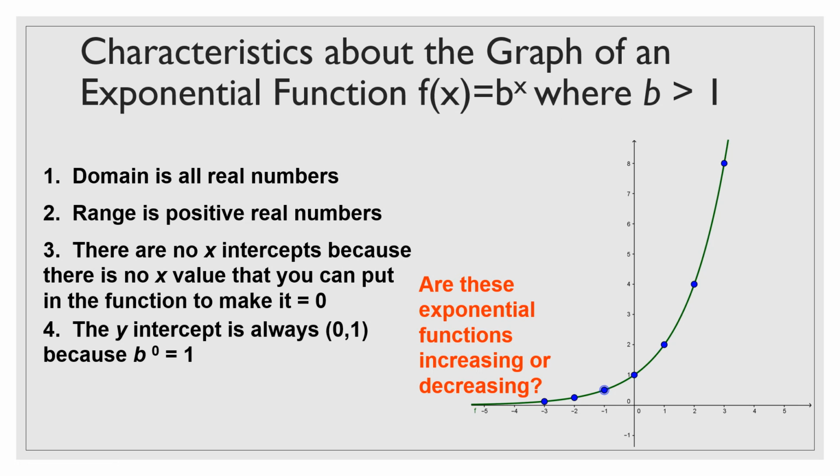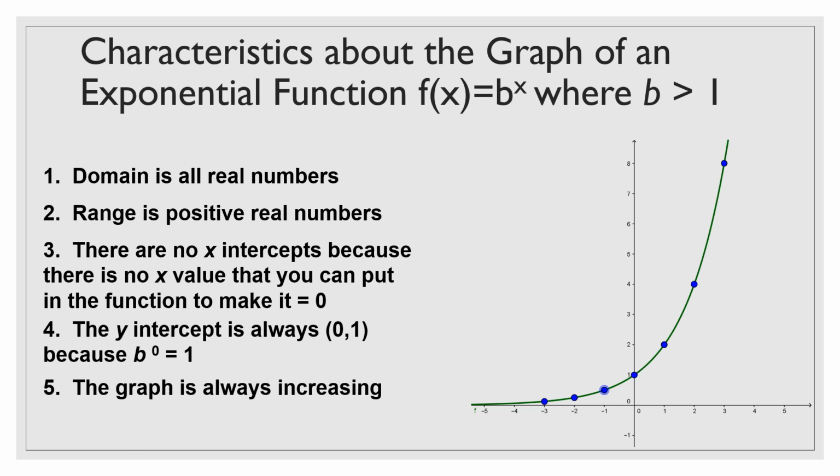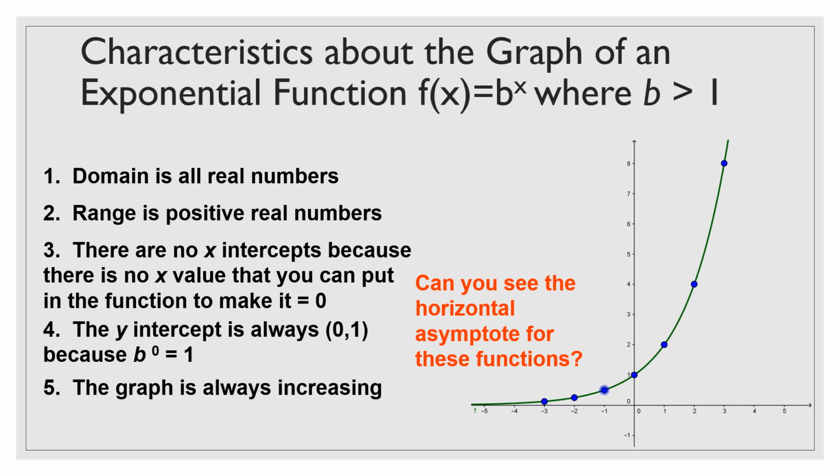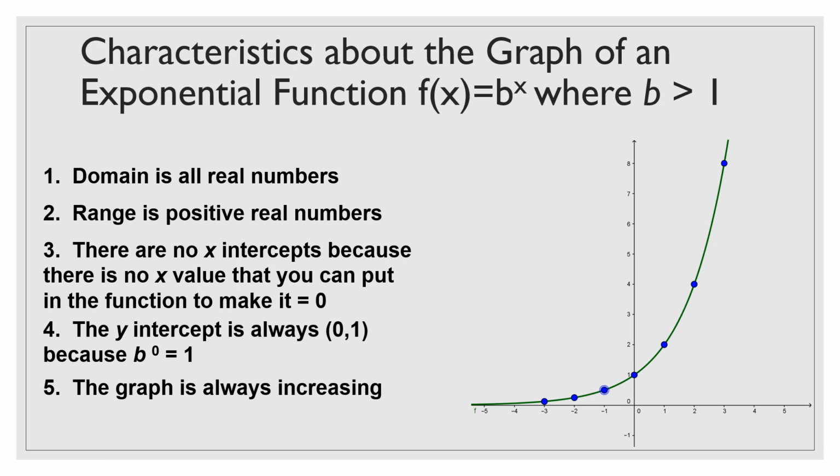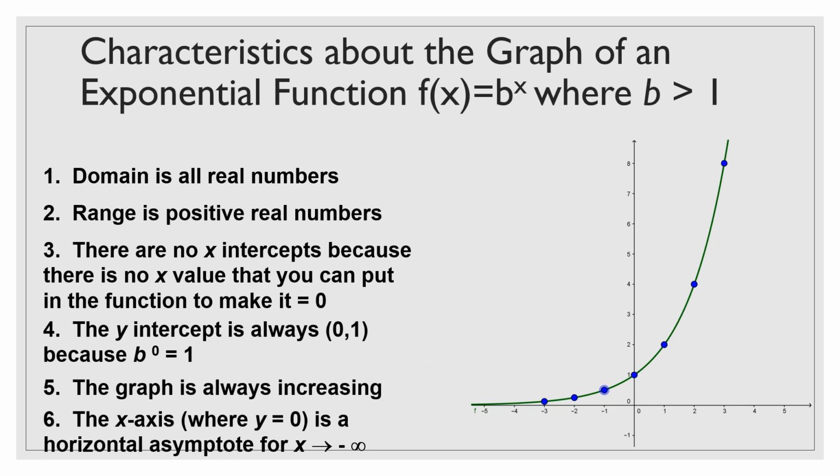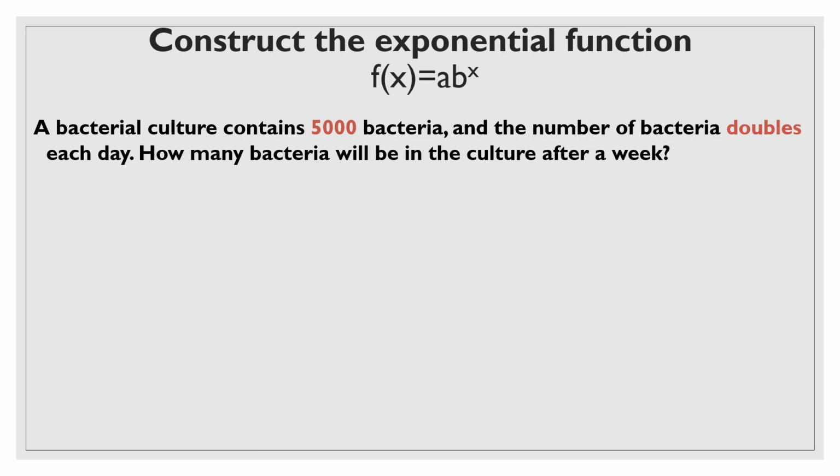Are these exponential functions increasing or decreasing? The graph is always increasing if we have b raised to x, where b is greater than 1. Can you see the horizontal asymptote of these functions? The x-axis, where y is equal to 0, is the horizontal asymptote as x approaches negative infinity. That's it.